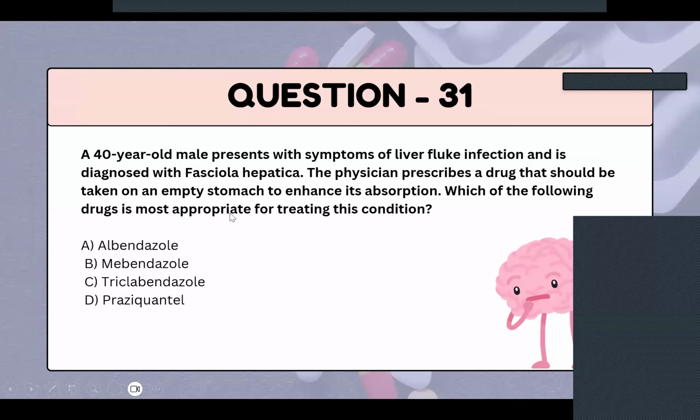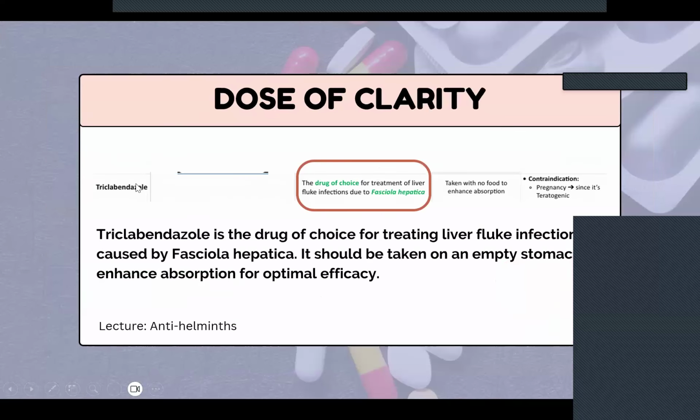Yes, you guys are right. So the answer is C, triclabendazole. See, the main keyword in this question was Fasciola hepatica. Triclabendazole is the drug of choice for the treatment of Fasciola hepatica, and it should be taken on an empty stomach to enhance absorption. So remember that, that is something important, that it should be taken on an empty stomach.